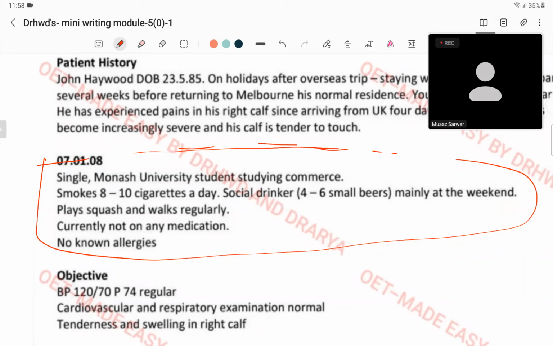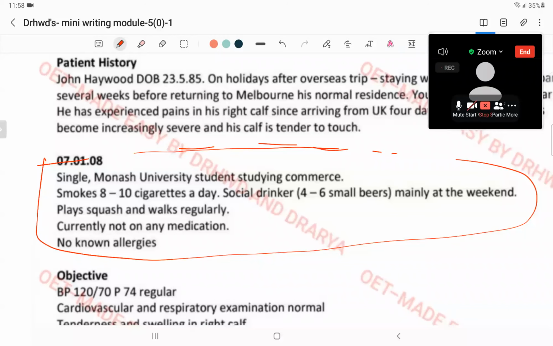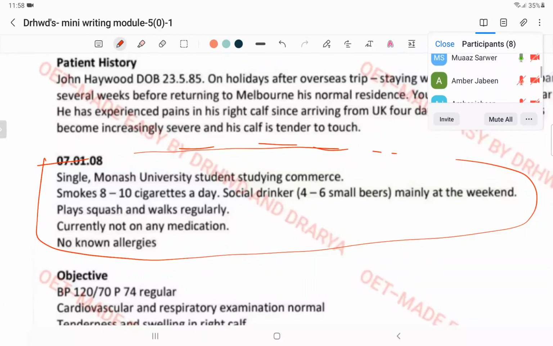Yes, Dr. About his smoking, we will write it. Everything else the GP already knows, so we don't write it. We can skip it. Dr. Amber, what do you think? I believe that GP already knows his social history and past medical history as well. So there's no need to mention it, though we can write it as a reminder to him.